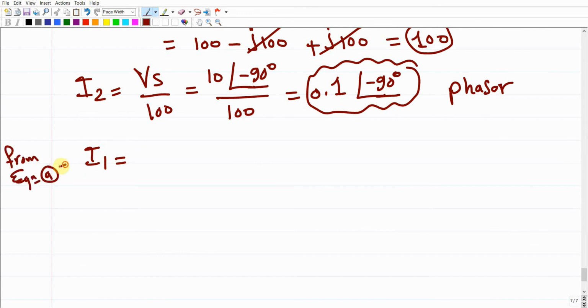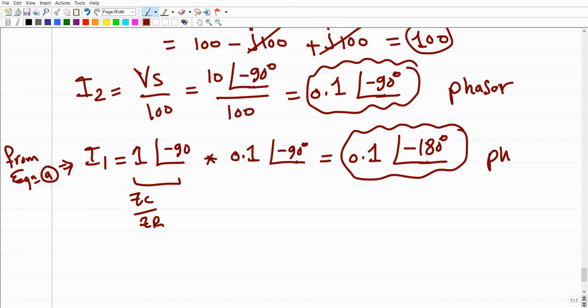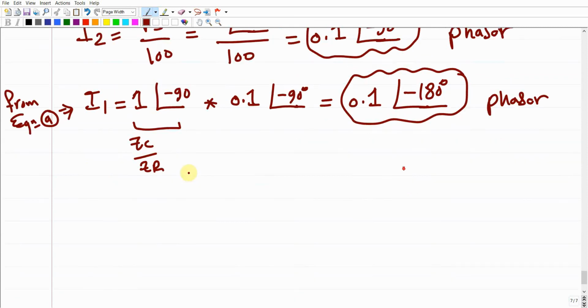From equation A, I1 should equal 1 angle negative 90, this is ZC over ZR, multiplied times I2, which we already got as 0.1 angle negative 90. Make sense? So doing the calculation, this is going to give us 0.1, and you just sum the two angles: negative 90 plus negative 90 gives an angle of negative 180 degrees. So this is going to give us the current I1 in the phasor form. And there is no need to convert to the time domain.